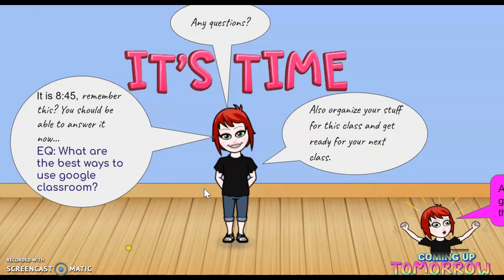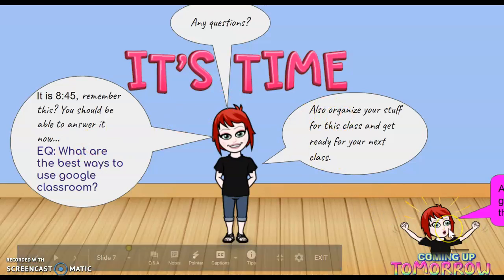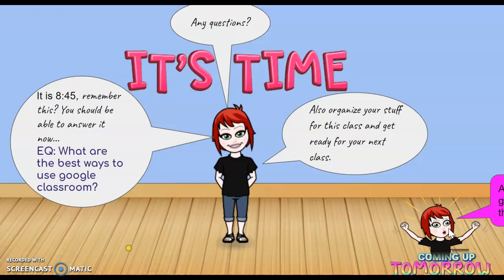Now, at the end of doing all of your work, I'm going to ask you a few questions, me meaning the Bitmoji me. If it's 8:45 and it's time for us to finish up, you should be able to answer this essential question by now. Can you? Try it. Once you finish with that, you can organize your stuff for this class and get ready for the next class. And tomorrow, we're going to have just a little bit more Google to do, and then we're done with it.